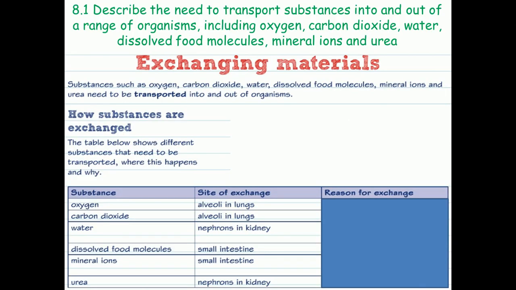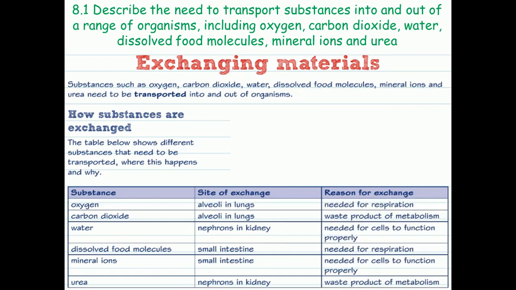Substances such as oxygen, carbon dioxide, water, dissolved food molecules, mineral ions, and urea need to be transported into and out of organisms, which usually happens through diffusion. And the reason why these substances need to be transported into and out of organisms is due to various reasons, such as oxygen and glucose needing to be diffused into cells for them to do respiration. You also need to diffuse out waste products such as carbon dioxide or even urea if it's a liver cell.